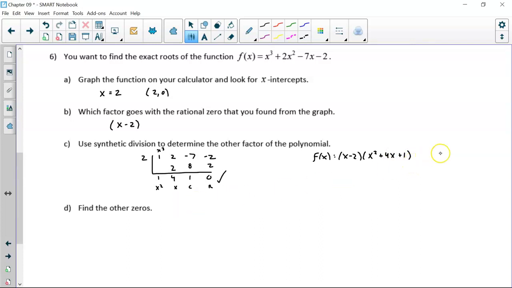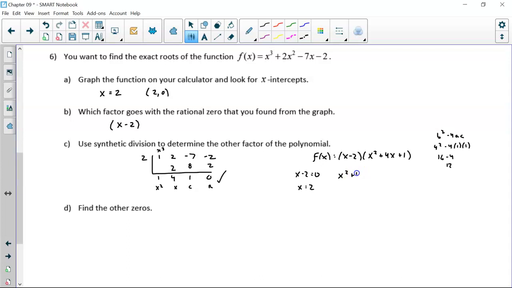Now, looking at this, I'm going to check b squared minus 4ac. I want to check to see if this quadratic is factorable, because once we get down to the quadratic, we either factor it or we can't. So it's 4 squared minus 4 times 1 times 1. That's 16 minus 4, which is 12, which is not a perfect square. It's not factorable. So we're going to find the zeros. Set x minus 2 equals 0. We already know that one. x equals 2. We had that.